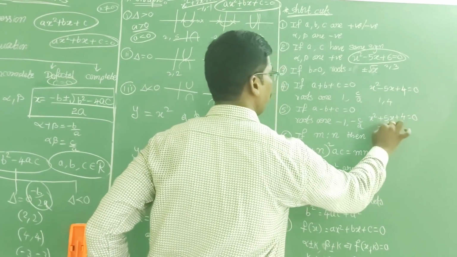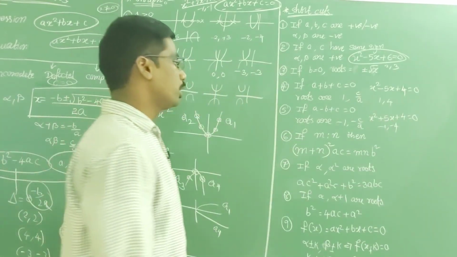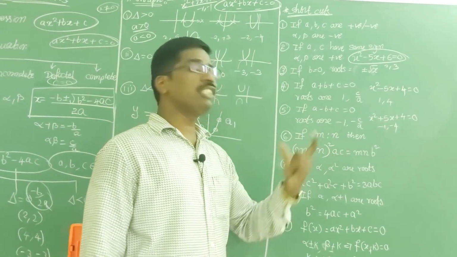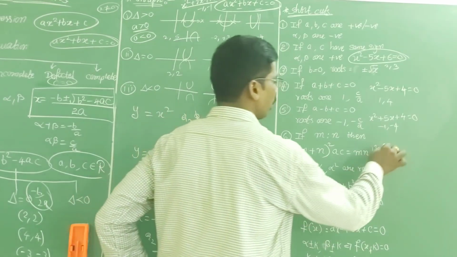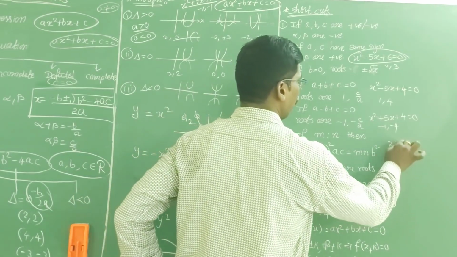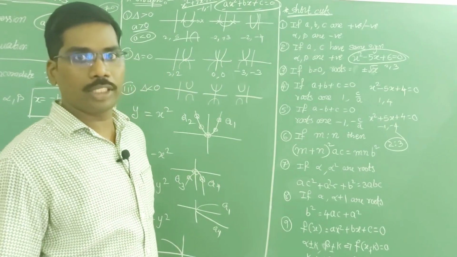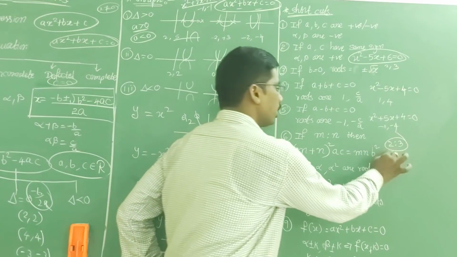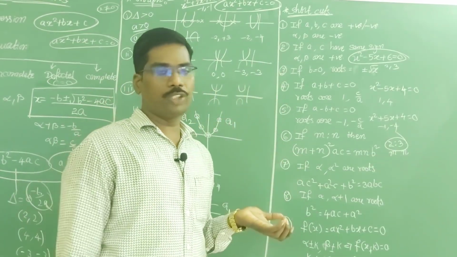For this equation, minus 1 and minus 4 are the solutions. Next, if the roots are m is to n, then this condition will be satisfied. Remember, they may ask in your exam, if the roots are 2 is to 3, then which of the following is correct? You have to substitute m as 2 and n as 3, and you will get the condition.